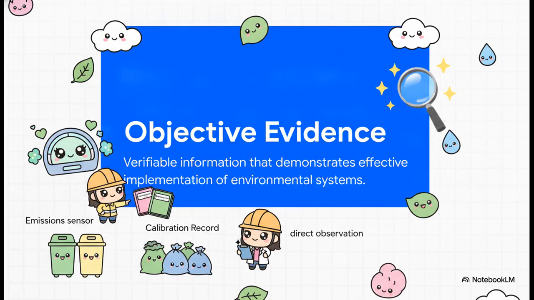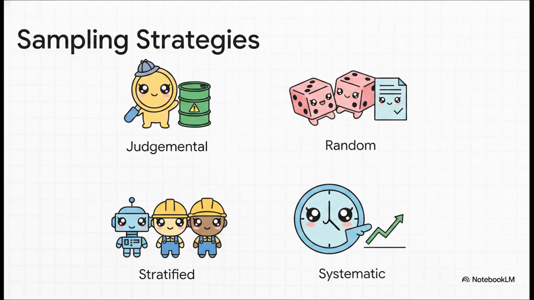The evidence must be factual, reproducible, and rock solid so that any findings can withstand intense scrutiny from regulators and stakeholders. Now, you might be thinking, auditors can't possibly check every single record or watch every single process. And you'd be right. So they use risk-based sampling strategies to balance efficiency with reliable evidence collection. For instance, they might use judgmental sampling to zero right in on a high-risk chemical storage area.